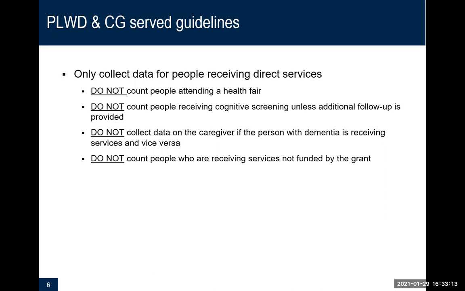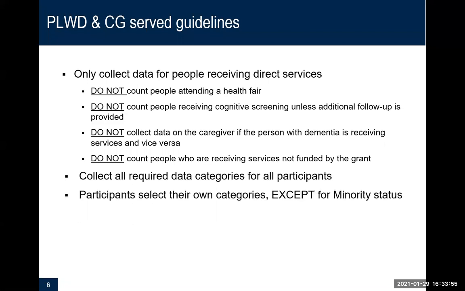Also, you should not collect demographic data for both the person with dementia and their caregiver unless both people are actively participating in services. And finally, if there are people who are receiving services that are not funded by the grant, whether that's through federal or matched dollars, you would not report on those individuals either. So as I mentioned earlier, all data categories are required. If a participant opts not to provide a particular piece of information, that's okay, but all fields should be on your data collection forms. When participants leave a particular question blank, that gets recorded as missing data for that question.